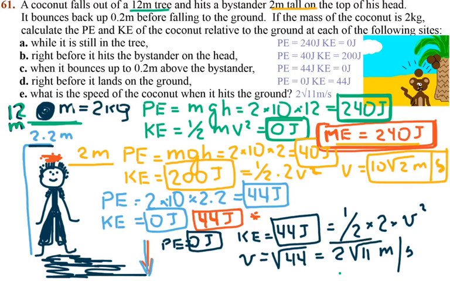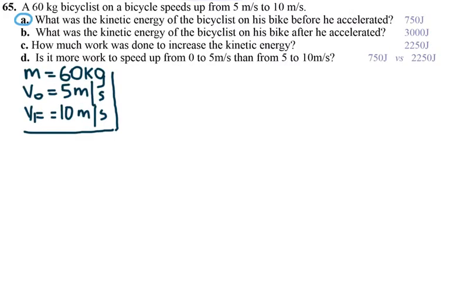Did not think I could fit my question into this window. So here it is. So here's the number 60 question. The mass is given as 60 kilograms, and the velocity goes from 5 meters per second to 10 meters per second. What is the kinetic energy of the bicyclist on his bike before it accelerates?